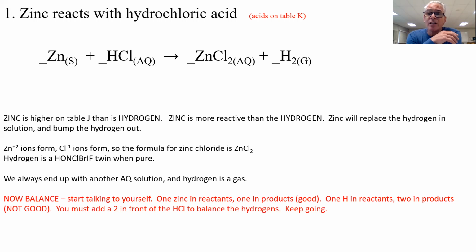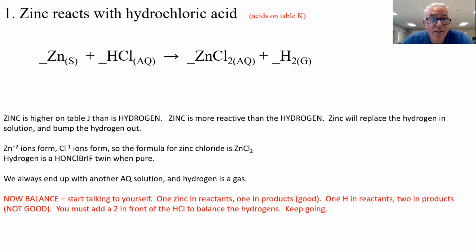Now, in a single replacement reaction, whenever we start with an aqueous solution, we always end up with a different aqueous solution. Soon, I will show you how to look at a compound and decide, will it dissolve in water or not? Will it be aqueous or not? For single replacement reactions, if the reaction occurs, if the atoms are higher than the ions, we're going to have another aqueous solution. So to balance this, you have to start talking yourself through this. Say it with me.